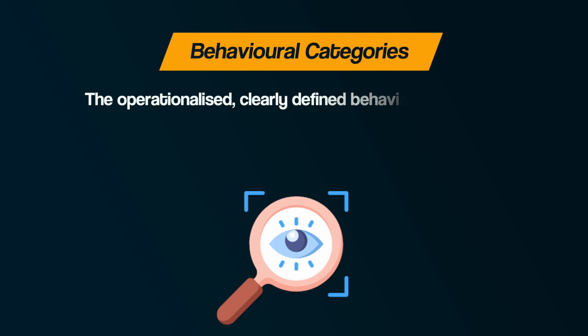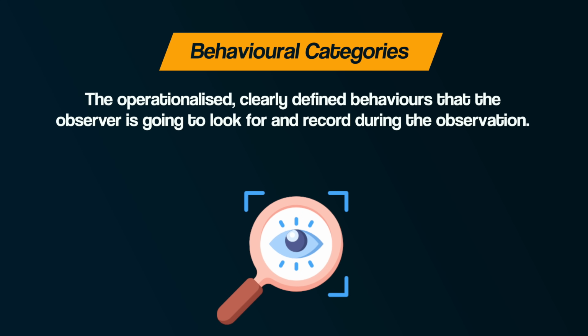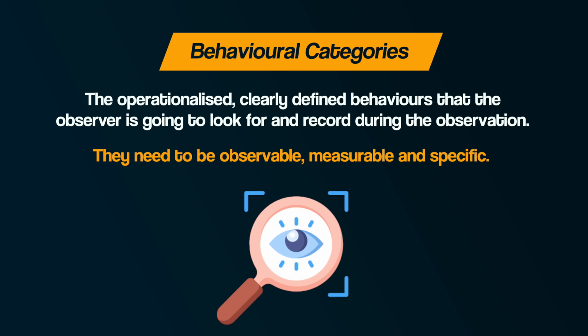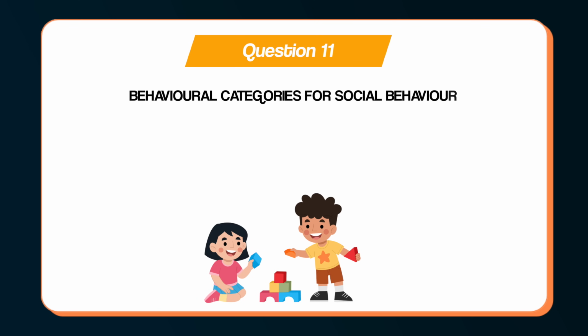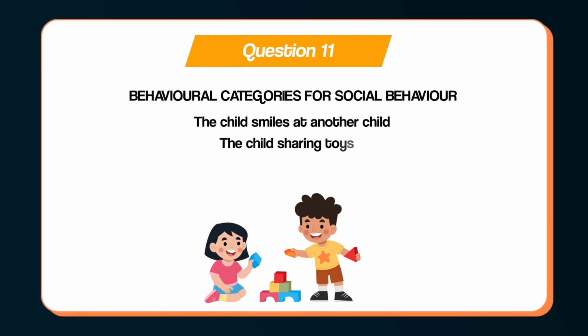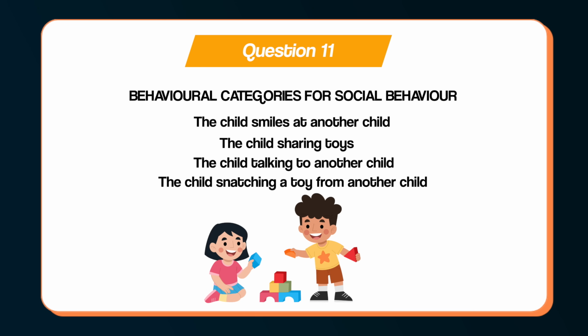Behavioural categories are the operationalised, clearly defined behaviours that the observer is going to look for and record during the observation. They need to be observable, measurable, and specific. So you need to simply name any 2 appropriate behaviours relating to social behaviour that a 3-year-old might show in the nursery room. And because it's social behaviour, it needs to be about interaction between children. So this could be things like the child smiles at another child, the child sharing toys with another child, the child talking to another child, the child snatching a toy from another child.